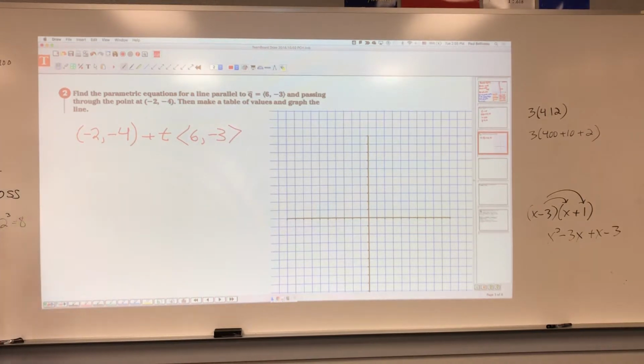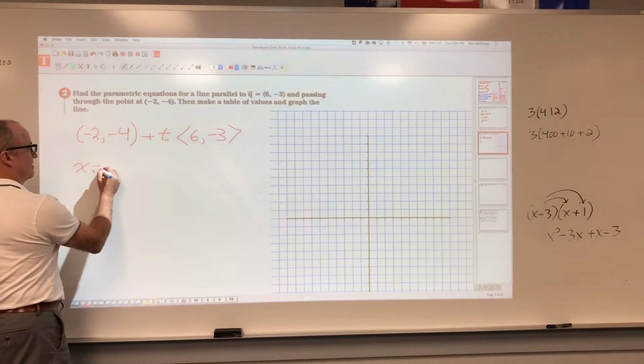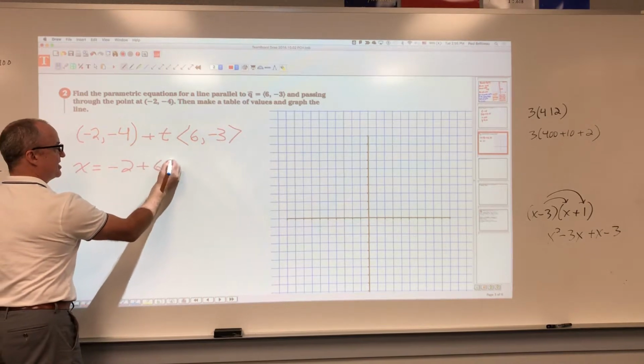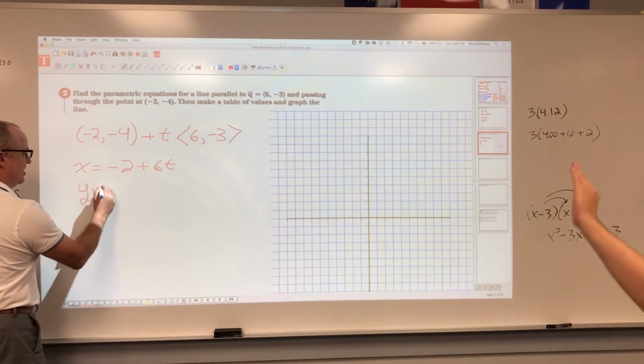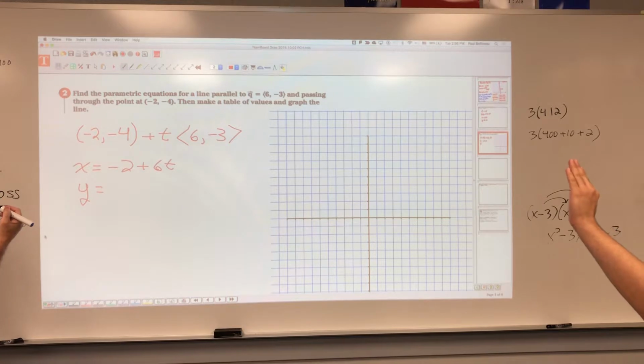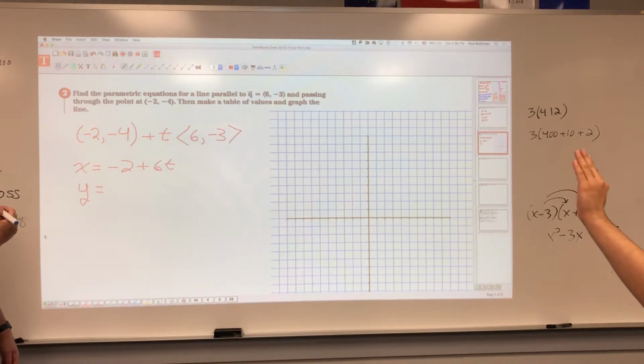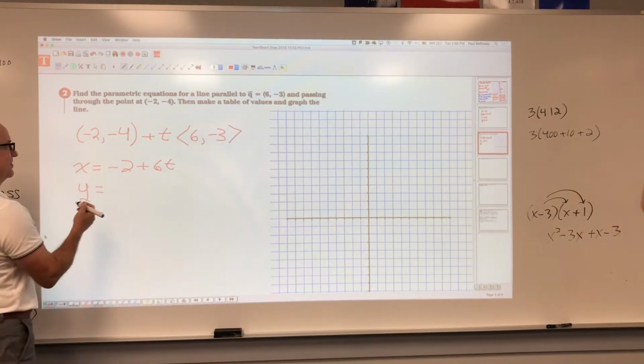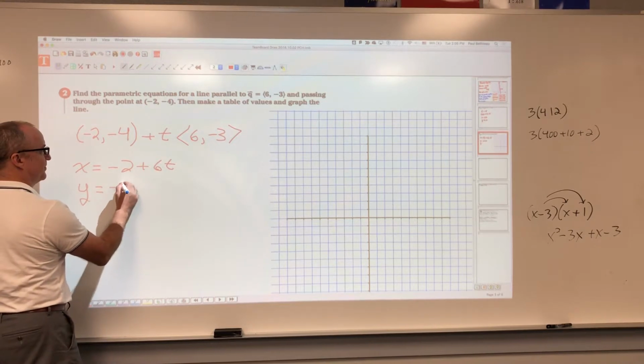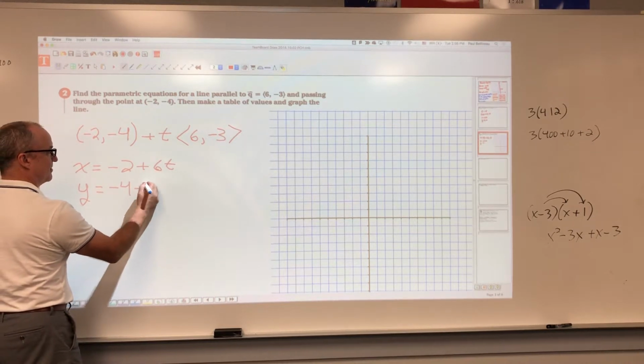Okay, somebody tell me the horizontal ones. Guillermo. -2 plus 6t. It's almost too easy. Will, was your hand up for the last one? Can you handle the vertical? That's a challenge. All right, y is equal to -4 minus 3t.